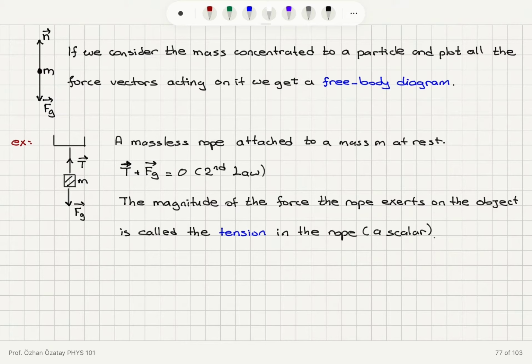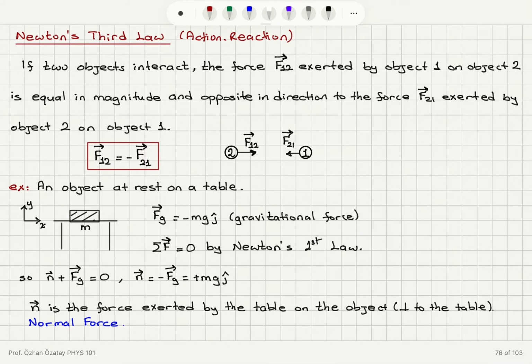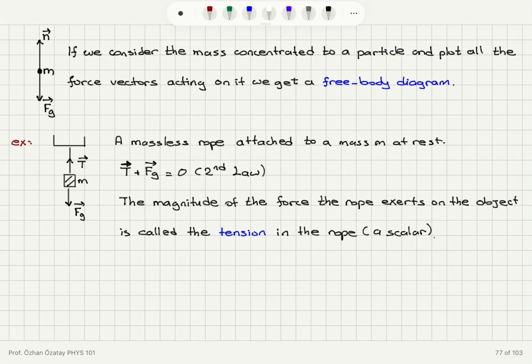Another good example for Newton's third law is when we have a block of mass m that is attached to the ceiling by using a rope. So a massless rope, so we're neglecting the mass of the rope, is attached to a mass m at rest. Now, as opposed to the object sitting on the table, now we have the string that will exert a force on this block in order to compensate for the gravitational force.